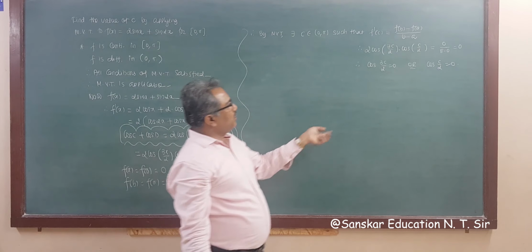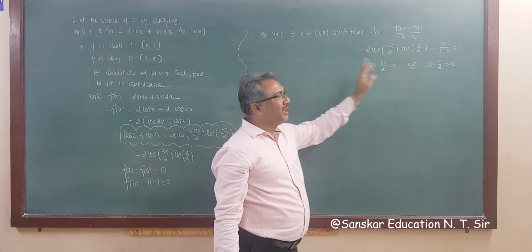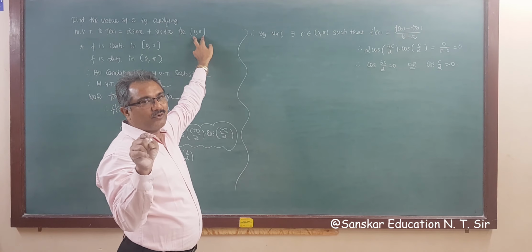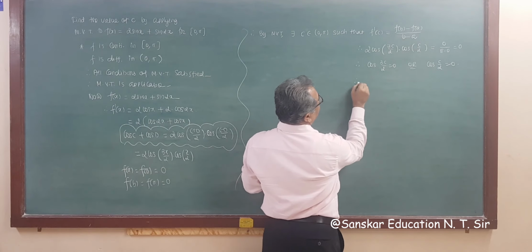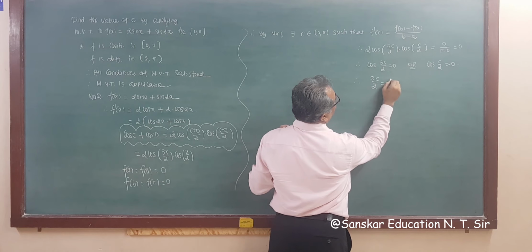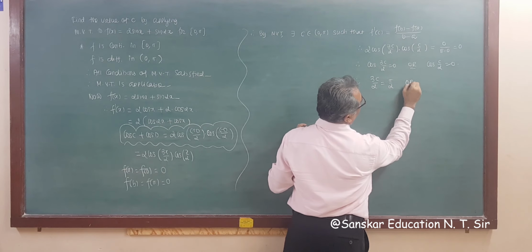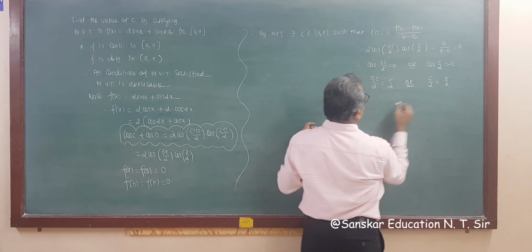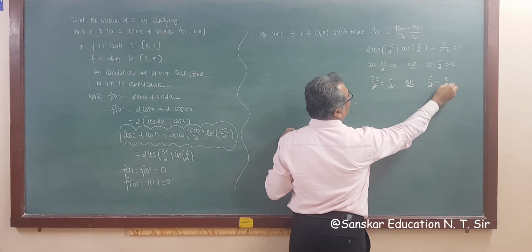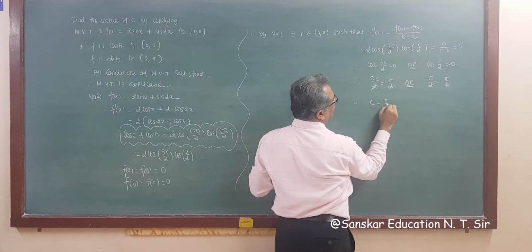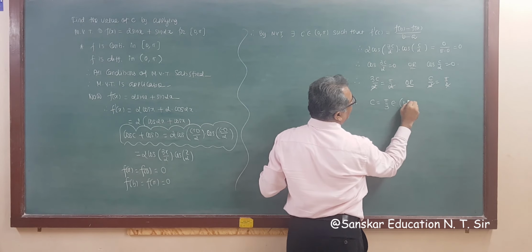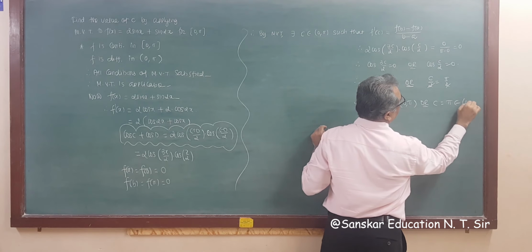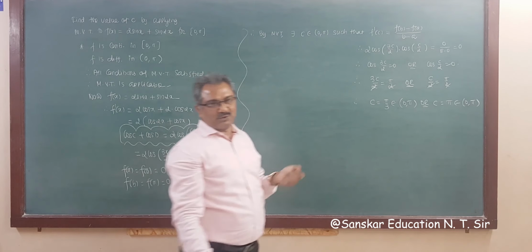So cos is 0 for pi by 2, and in this interval 0 to pi, only one value is possible, that is pi by 2. At that point cos is 0. So therefore 3c by 2 is equal to pi by 2, or here c by 2 is equal to pi by 2. That is, 2 cancels, 2 cancels. c is equal to pi by 3 belongs to 0 to pi, or c is equal to pi belongs to 0 to pi. Now decide which value is possible.